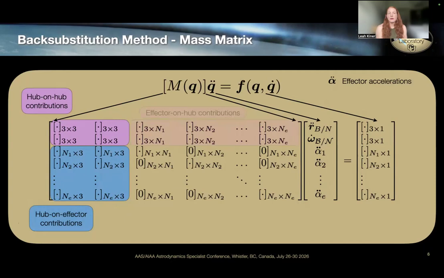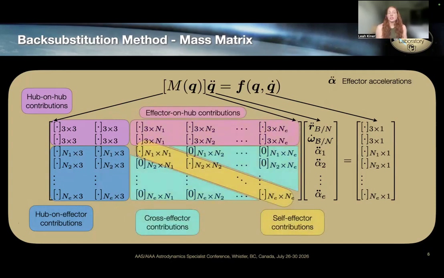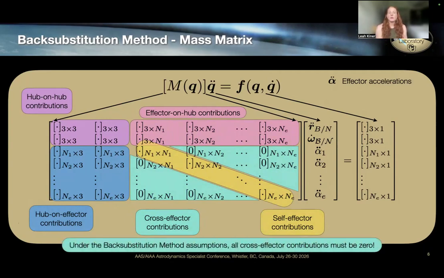Okay, so this is the form of our mass matrix under this hub-centric assumption of this method. Our hub contributions are in the upper left in purple. The impact of the effector accelerations on our hub accelerations is in pink, and vice versa, in the dark blue, is the impact of the hub accelerations on our effector equations of motion. The main point for this method is that all of our cross-effector contributions in this bright blue are actually zero. So we have this diagonal form, which means we don't need to invert this entire mass matrix to solve for the acceleration of our system.